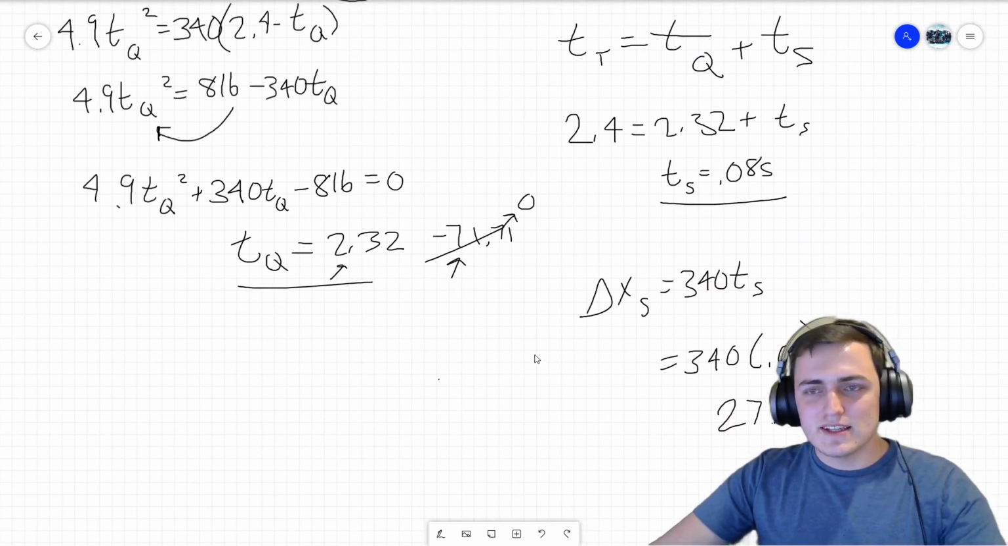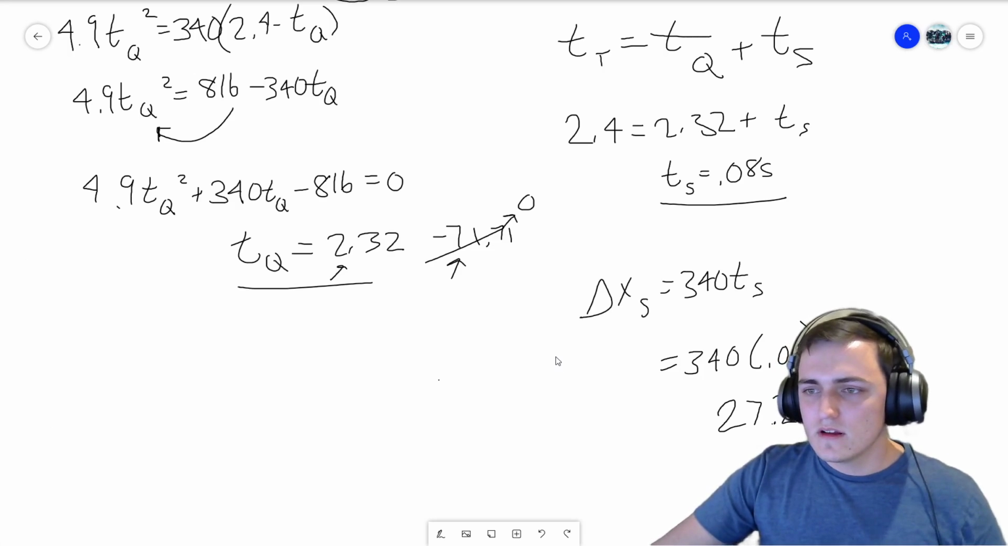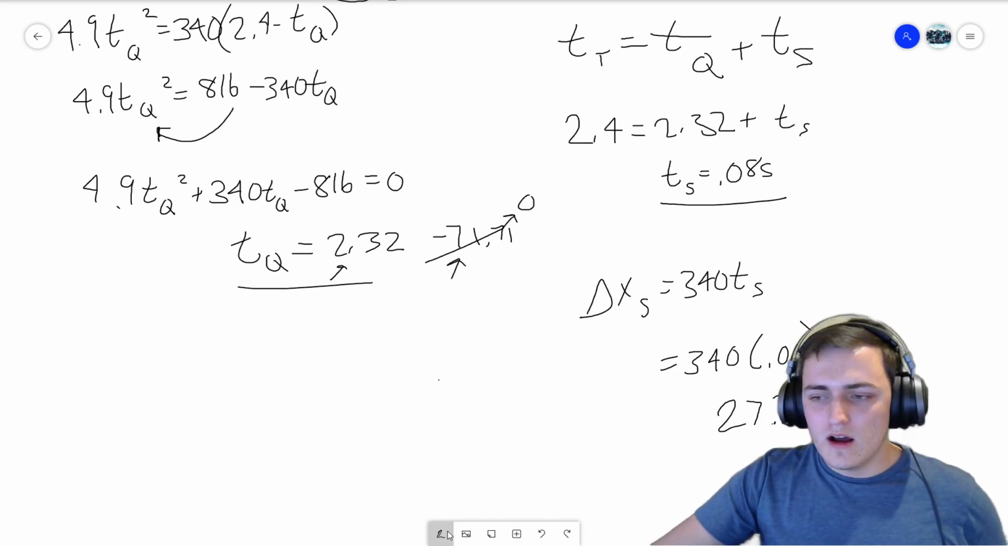I believe the precise exact answer is 28.2 meters. We're just 1 meter off. A little odd.